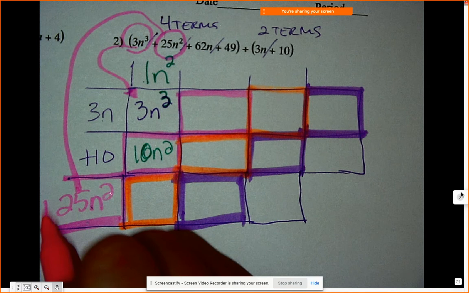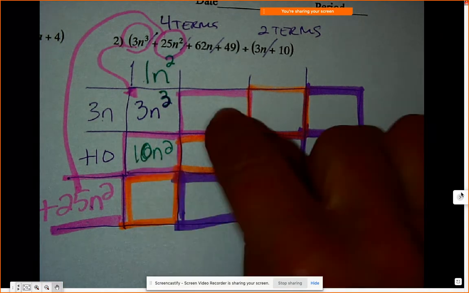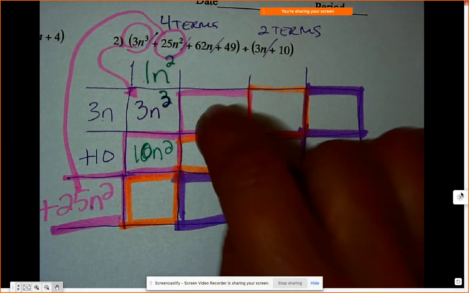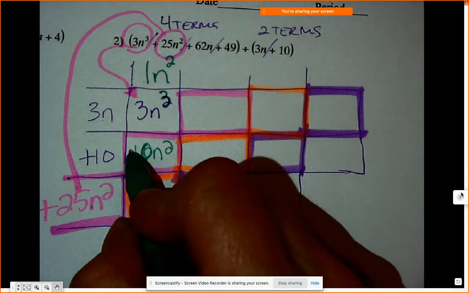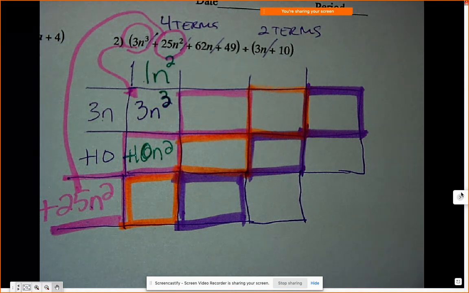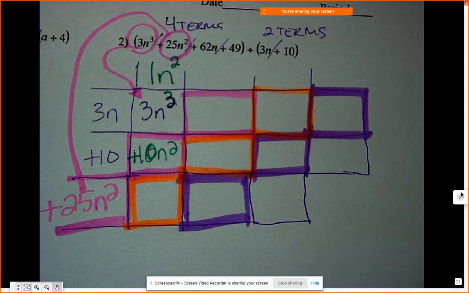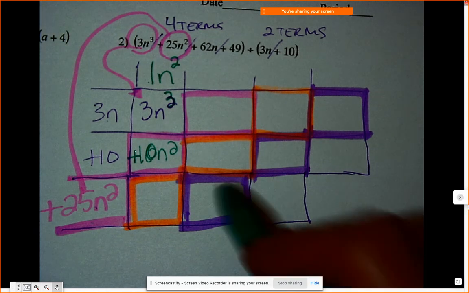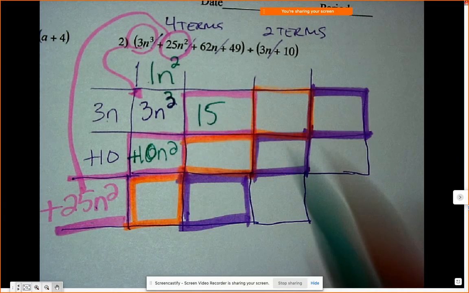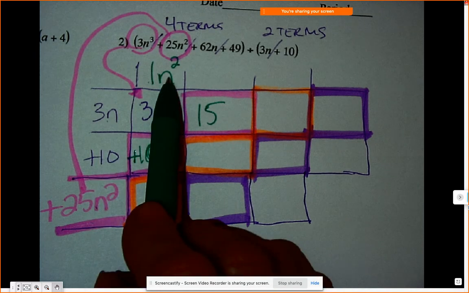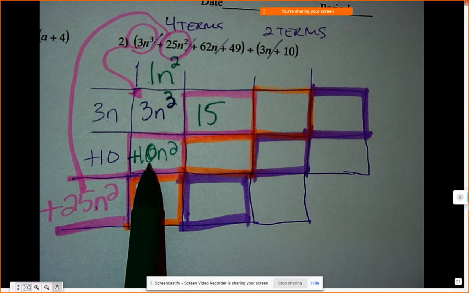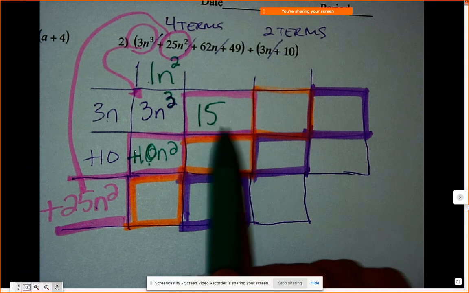25n squared. I know that these 2 add up to 25n squared. So somebody go out on a limb and tell me what has to be in that box in order for this to be a true statement. Who's got me? 15. Wait, why is it 10n squared? Because in the pink, 10 times n squared is 10n squared. Okay. So what else do I need here, though? It's not just 15. It's 15.